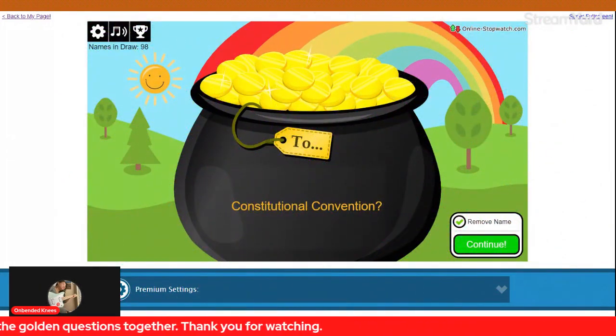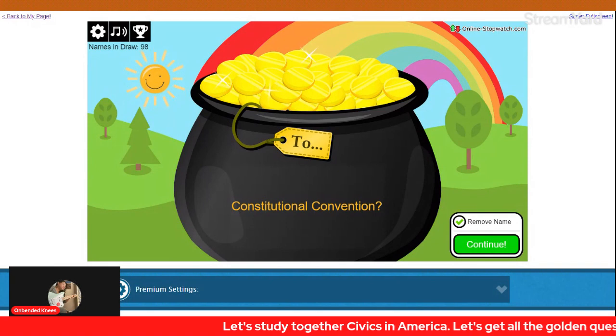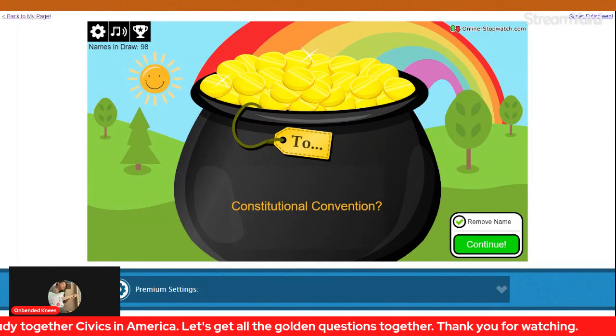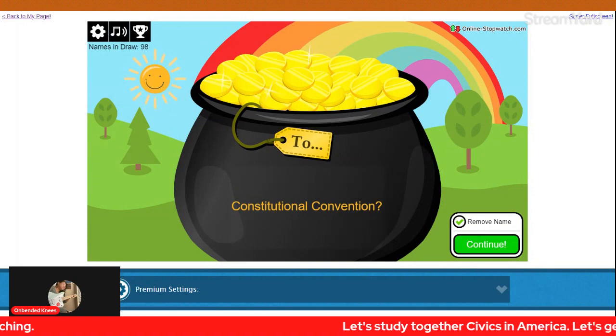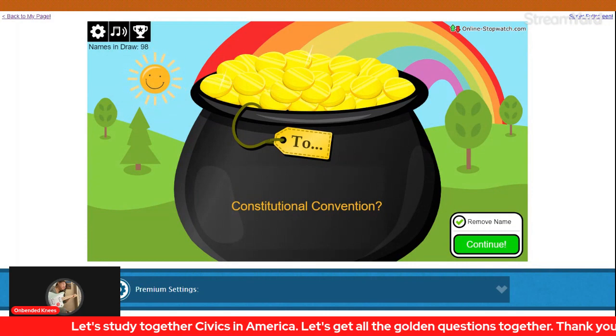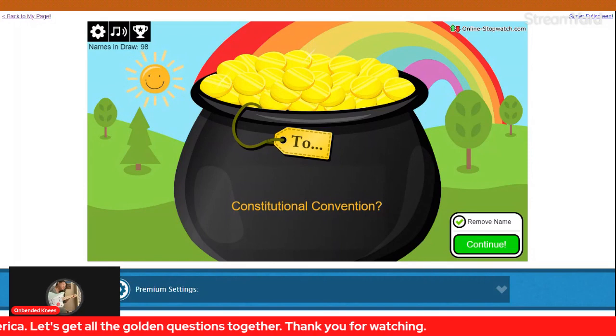Constitutional Convention. What happened during the Constitutional Convention? There's a question like that here. The Constitution was written. The founding fathers wrote the Constitution. So those are the two answers. Second try.